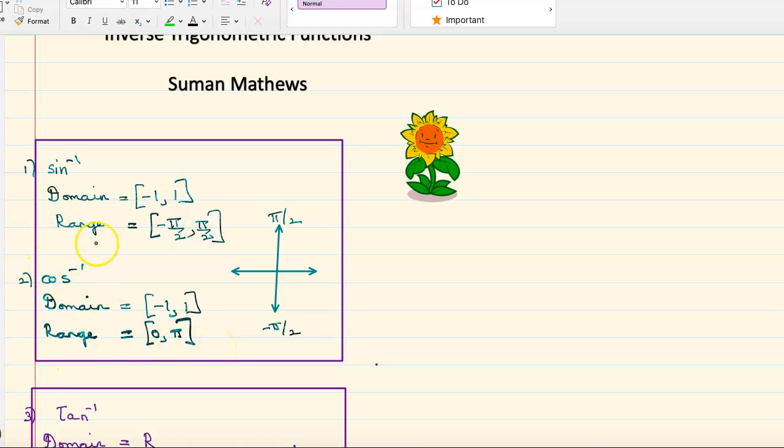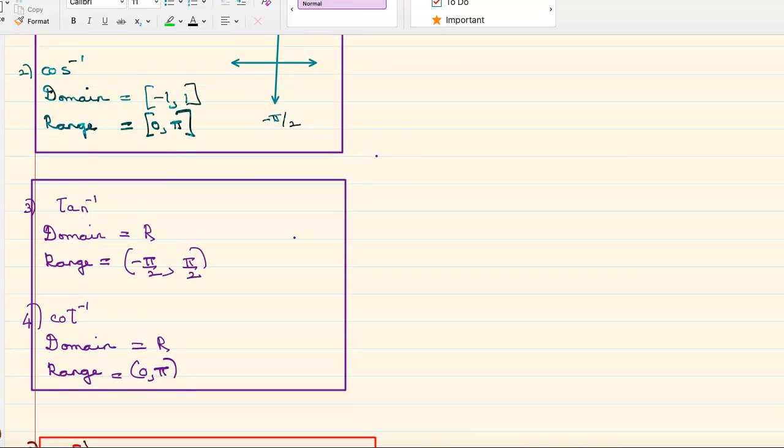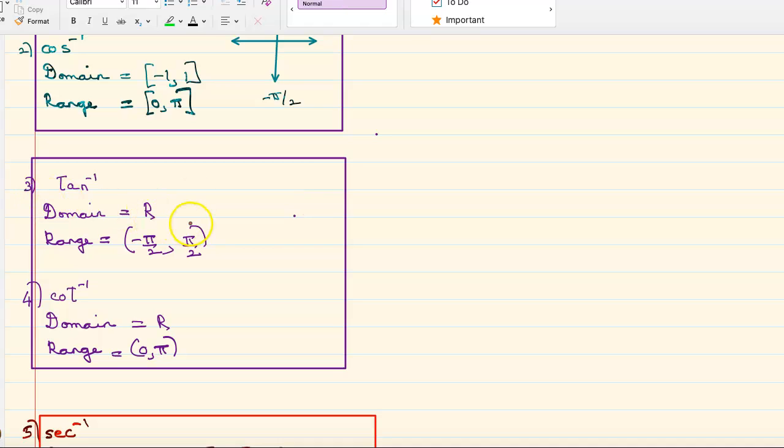So sine inverse and cos inverse have the same domain. Only the range for sine inverse, it is minus pi by 2 to pi by 2. Cos inverse, it is 0 to pi. Then tan inverse, the domain is the set of real numbers. Range is the open interval minus pi by 2 to pi by 2. Cot inverse, the domain is set of real numbers. Range is the open interval 0 to pi.